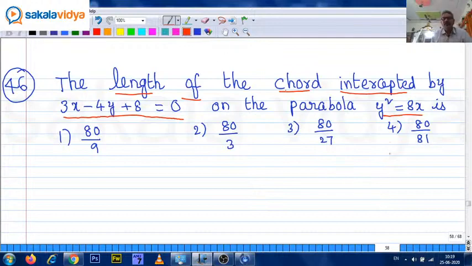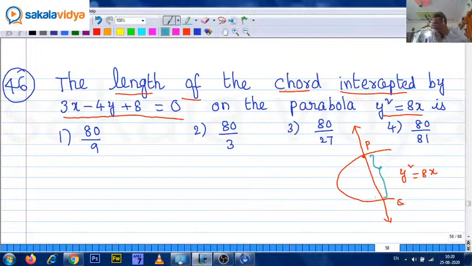Here see, the figure will be like this. This is the parabola whose equation is y square is equal to 8x. Generally the line meets the parabola like this. Say it intersects at P and the other point is Q. The length of the chord we need to find out, this distance from P to Q. PQ you need to find out.